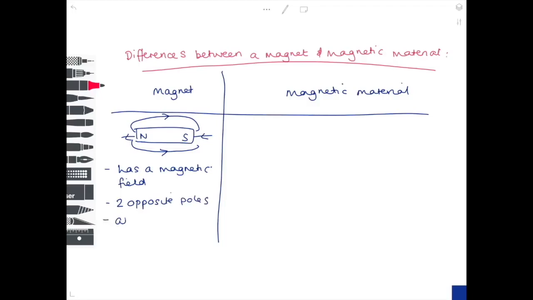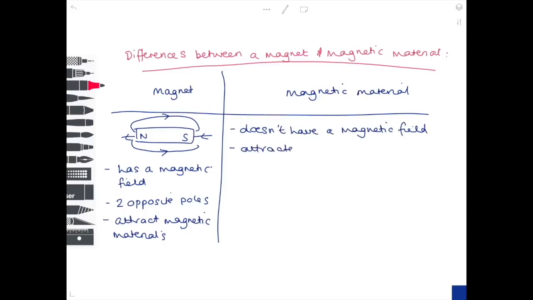And we know that it will attract magnetic materials, such as an iron nail will be attracted to this bar magnet. In contrast, a magnetic material doesn't have a magnetic field. It can be attracted by a magnet, which is again a common sense point. Although it doesn't have a magnetic field itself, a magnetic field can be induced around the magnetic material.